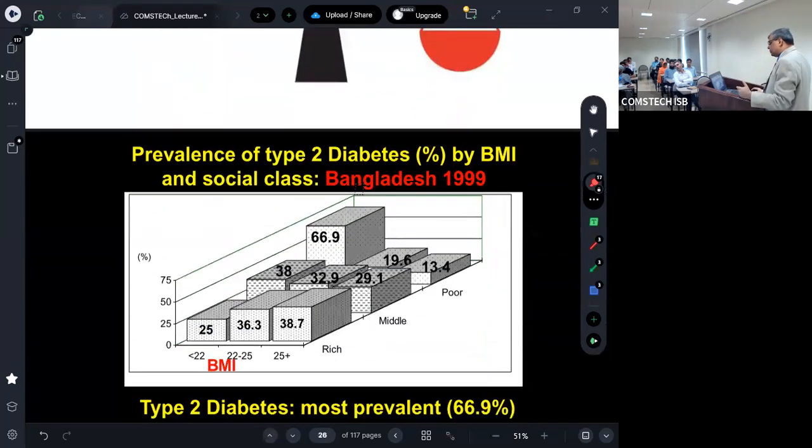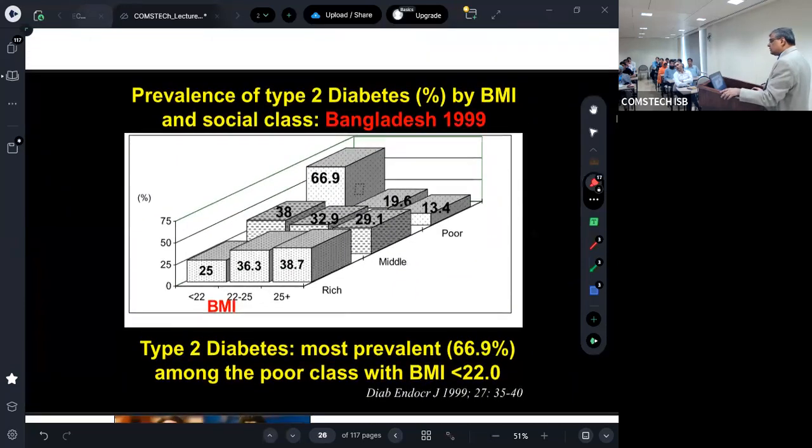Very interestingly, one of our colleagues in Dhaka did a study on the prevalence of diabetes in the normal population, by those with low BMI, undernutrition or malnutrition, and overnutrition. You see here, the rich people with BMI 25 plus have the maximum number of diabetes. But for poor people, it's the reverse. Those with BMI less than 22 have the maximum number of diabetes. The scenario is different from poor people to rich people. Very interesting.